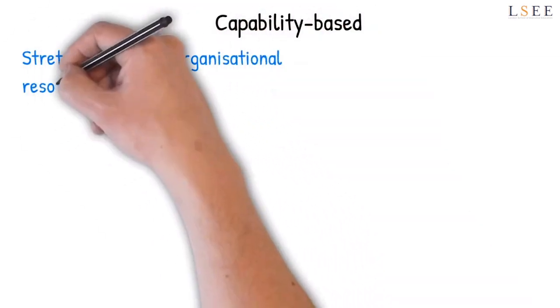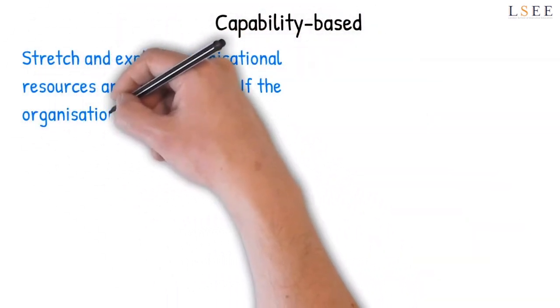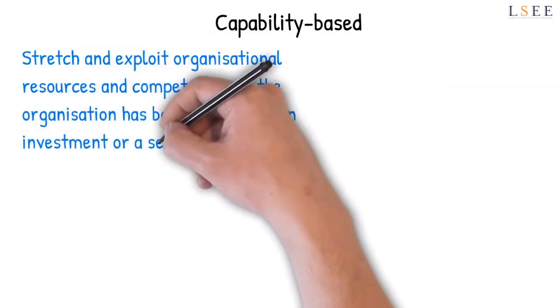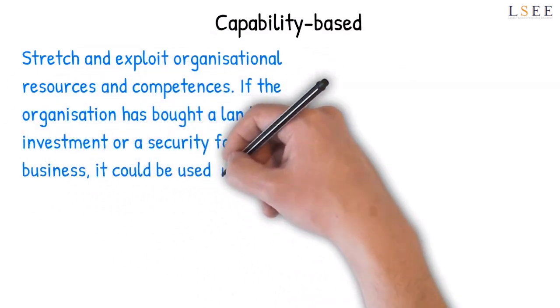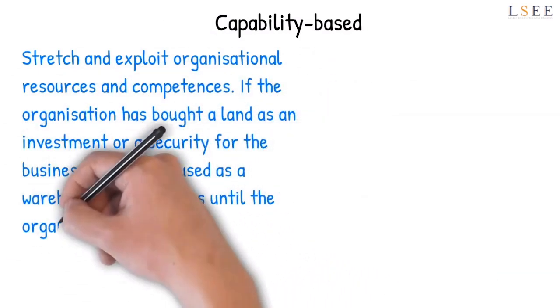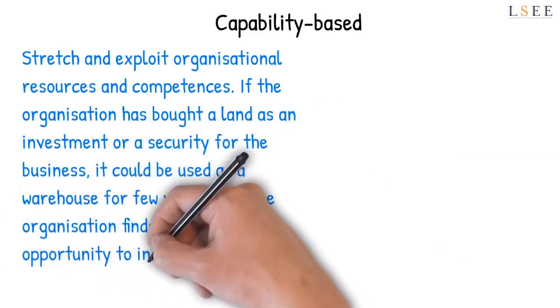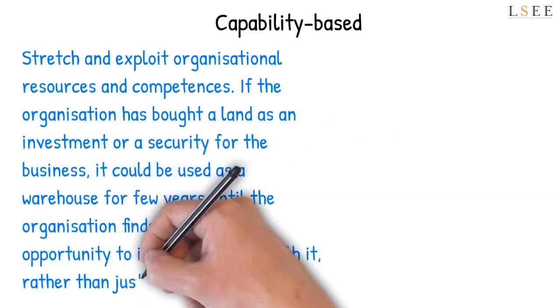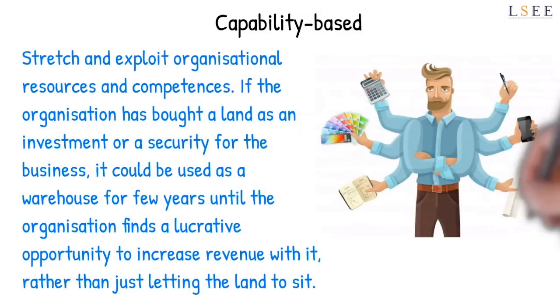Capability-based, stretch and exploit organizational resources and competences. If the organization has bought a land as an investment or a security for the business, it could be used as a warehouse for a few years until the organization finds a lucrative opportunity to increase revenue with it, rather than just letting the land sit.